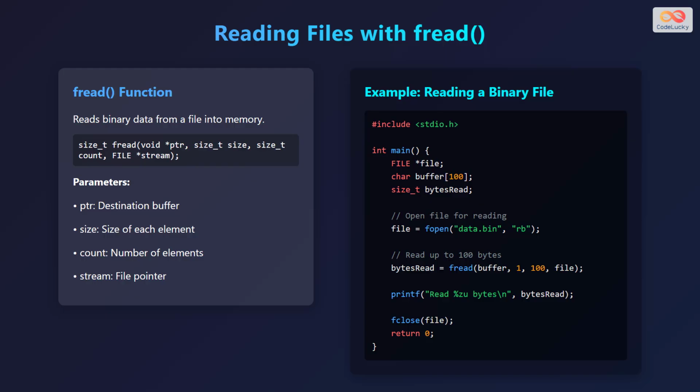On the right, we have a code example that reads a binary file. First, we include the standard input-output header file. In the main function, we declare a file pointer, a character buffer of size 100, and a size_t variable to store the number of bytes read. We open the file data.bin in read binary mode using the fopen function. We then use fread to read up to 100 bytes from the file into the buffer. Finally, we print the number of bytes read and close the file.